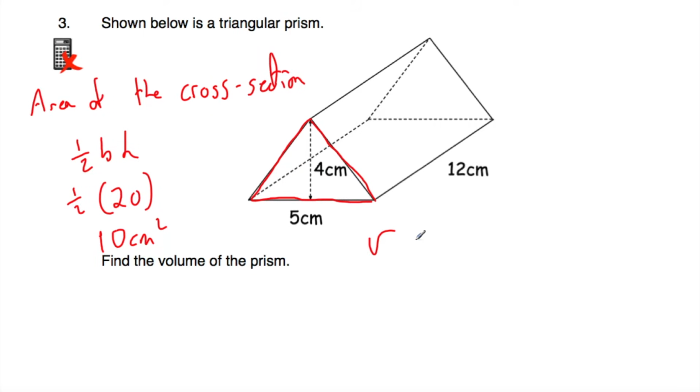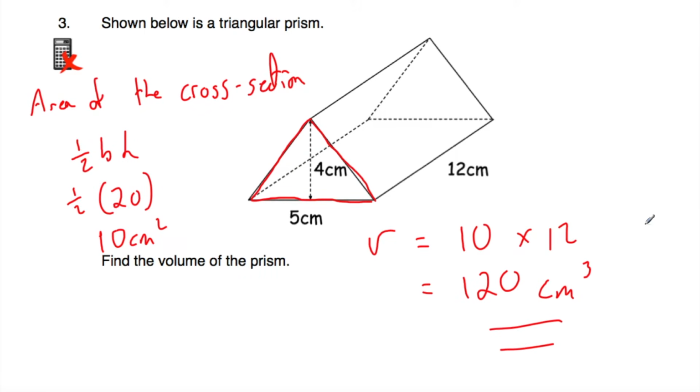If we want to find the volume, we're now just going to do that area multiplied by the length of the prism. So we're going to do 10 times 12. 10 times 12 is equal to 120. So the volume of this prism would be 120 centimeters cubed, and that's it. We just times that cross-sectional area, which was 10, by the length of the prism, which is 12.